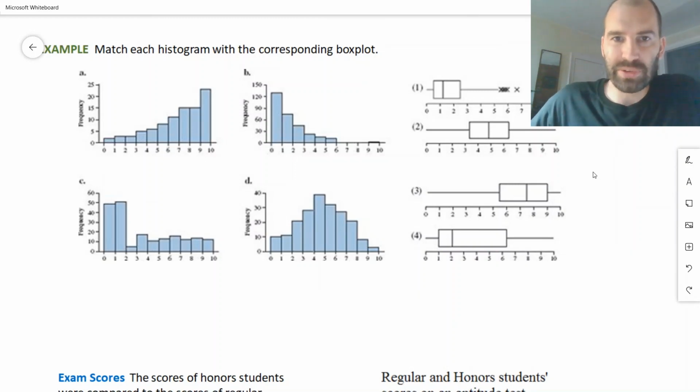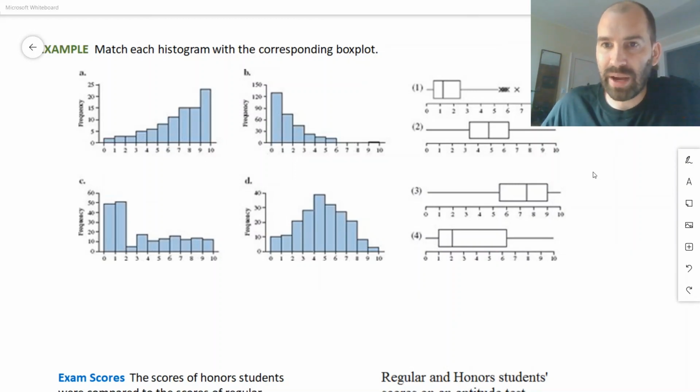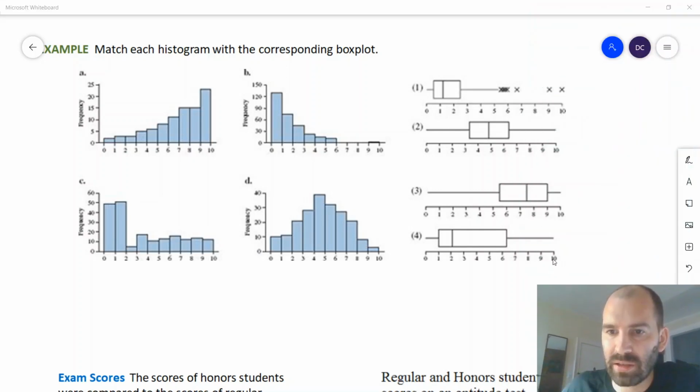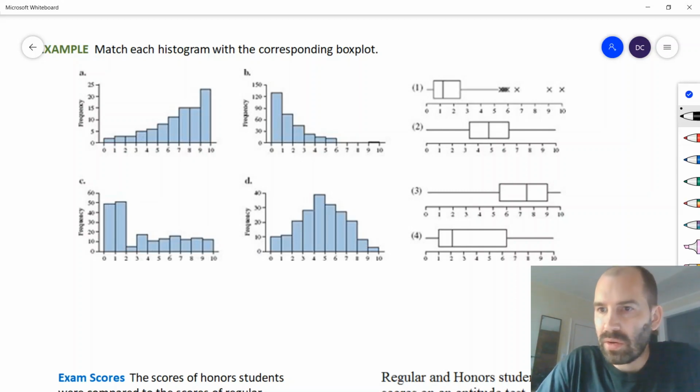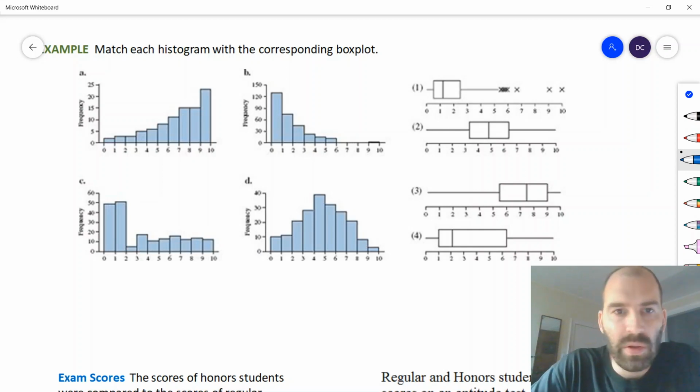Match each histogram with the corresponding box plot. All right, let me move my annoying face out of here. Yeah, let's look at histogram A. Which box plot would that be associated with?